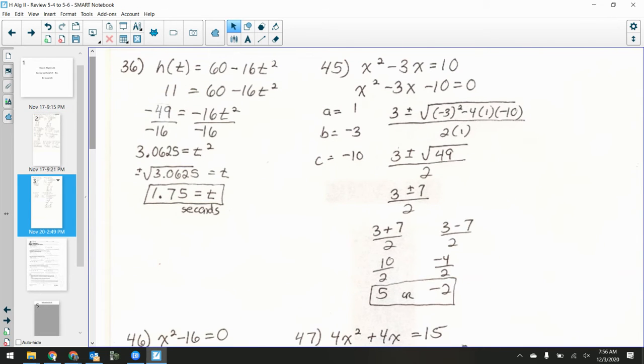Watch out for number 36. I kind of explained this to the in-person class. Our tendency is to try to set this equal to 0, but this is the one with the tightrope walker, and we don't want it to equal 0. We want it to equal 11. We don't want him to hit the ground. We want him to hit the net safely. And based on the diagram in the book, the net was at 11 feet. So you set it equal to 11, and then basically just solve for t.